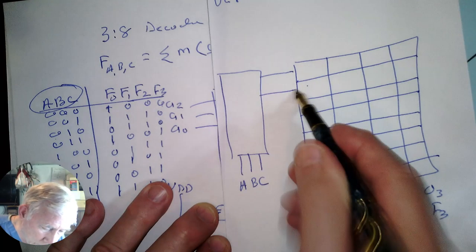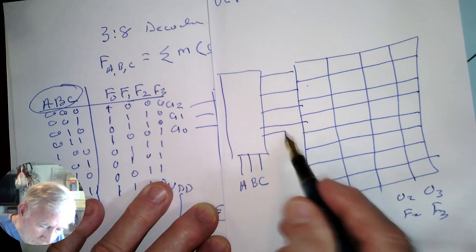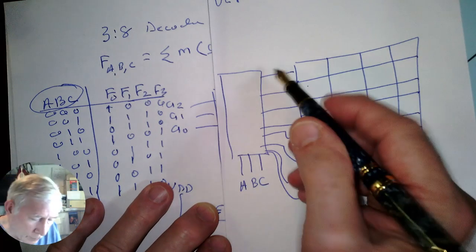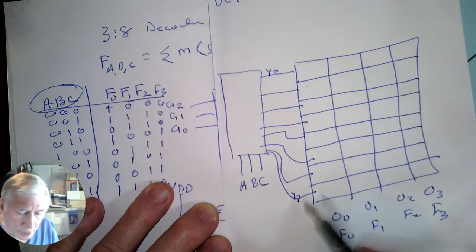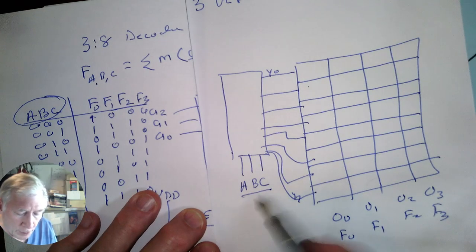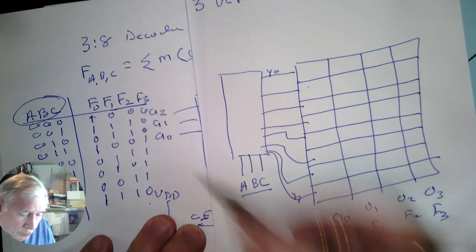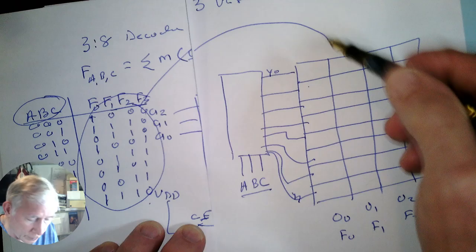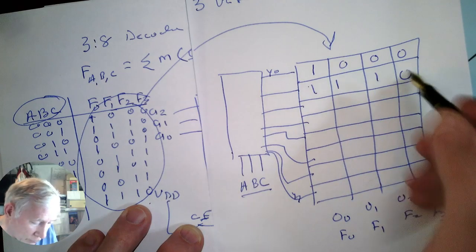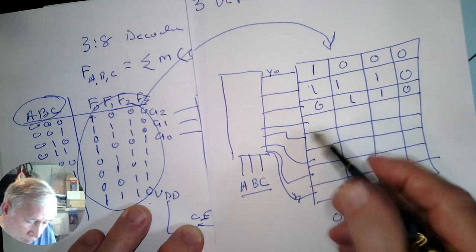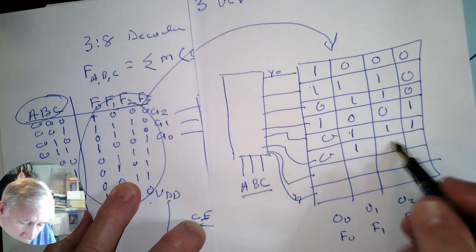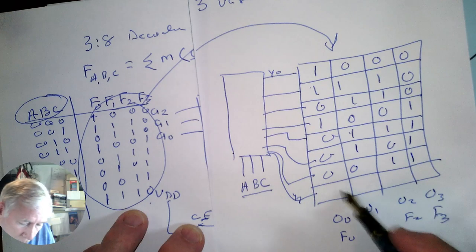So our eight outputs, Y0 to Y7, light up. Whenever you address anything, so if you have ABC equal to 1, you'd light up this one. And now all we do is take the data here and map it directly into here. So I would go 1000, which is my first row, 1110, my next row, 0110, my next row, 1001, that row. And then 0111, 0101, 0011, and 1110.